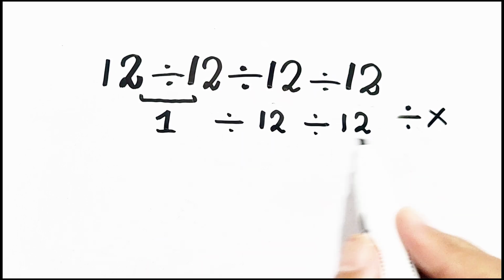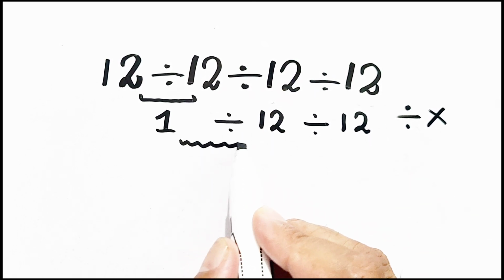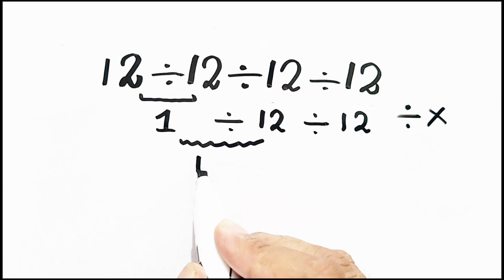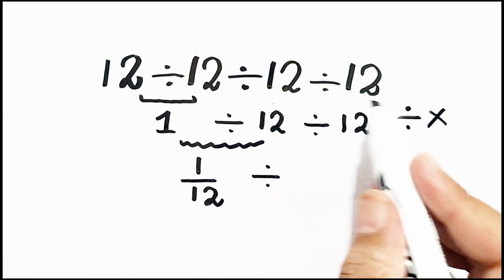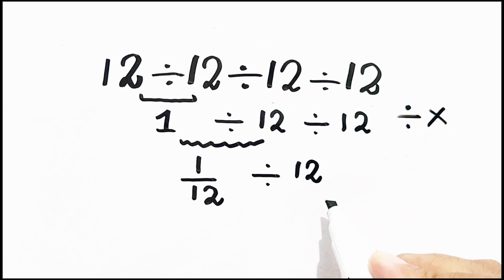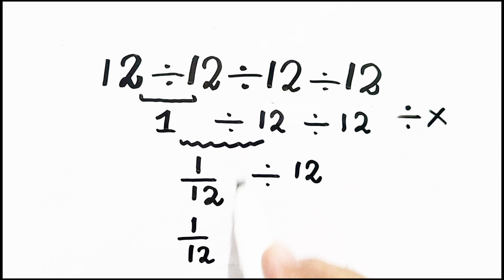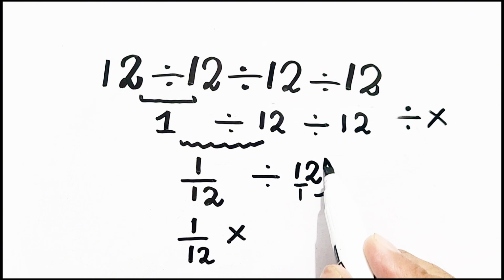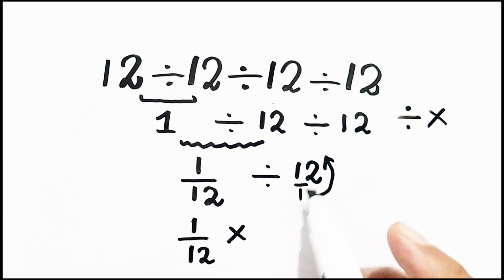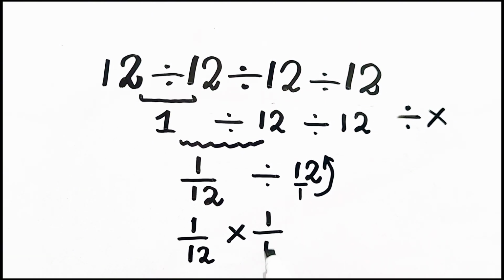Now by moving from left to right, we have this portion, which can be written as 1 over 12 divided by this one, which is written as it is. Now 1 over 12 as it is, and the divide can be changed into multiplication. 12 over 1 can be flipped to make it 1 over 12.